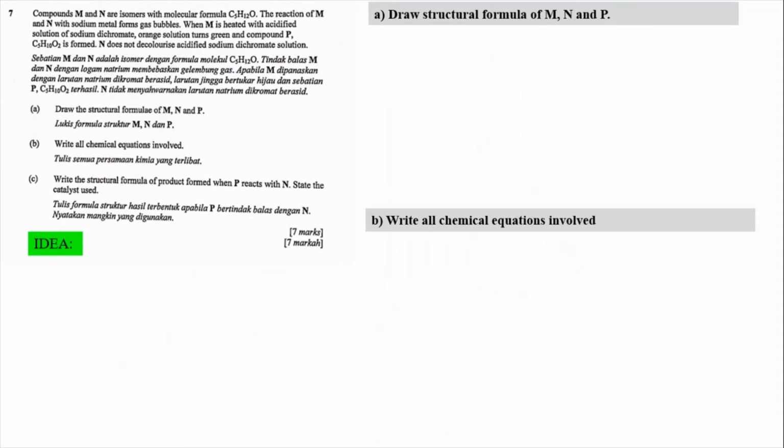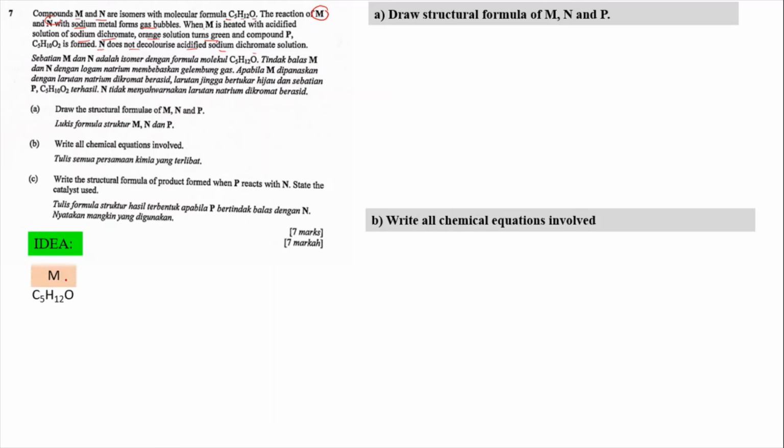So for question 7, compounds M and N are isomers with the molecular formula of C5H12O. The reaction of M and N with sodium metal will form gas bubbles. When M is heated with acidified solution of sodium dichromate, the orange solution turns green, which means that oxidation happens, and compound P, C5H10O2, is formed. N does not decolorize acidified sodium dichromate solution. Reading it like this, you surely won't understand. So what I suggest is to come up with an idea. If you read the question again, you can make a plan or a sketch.